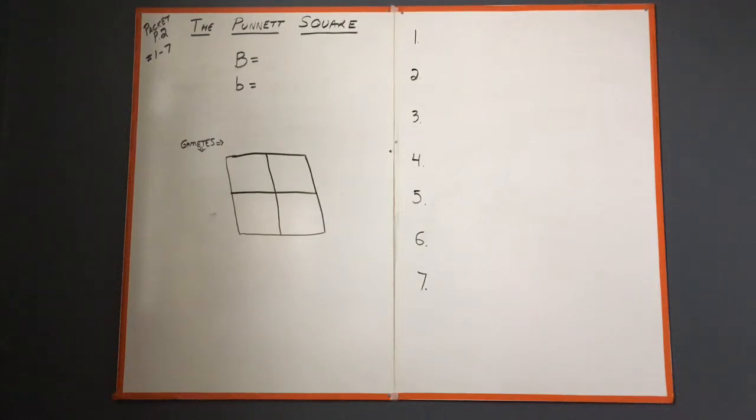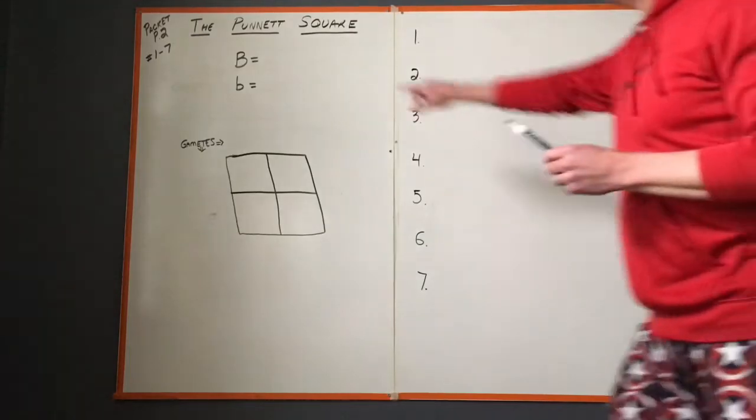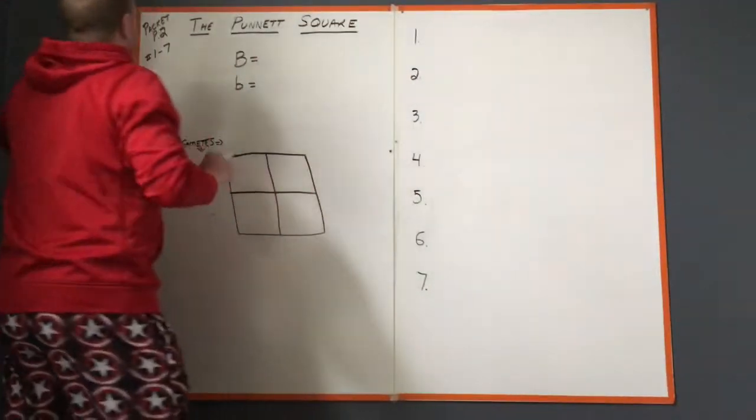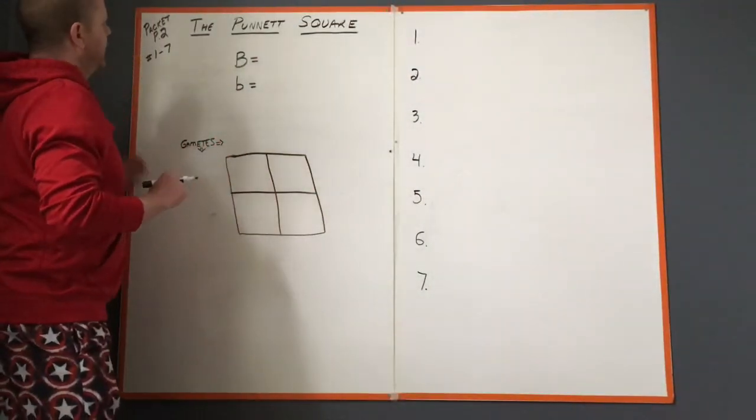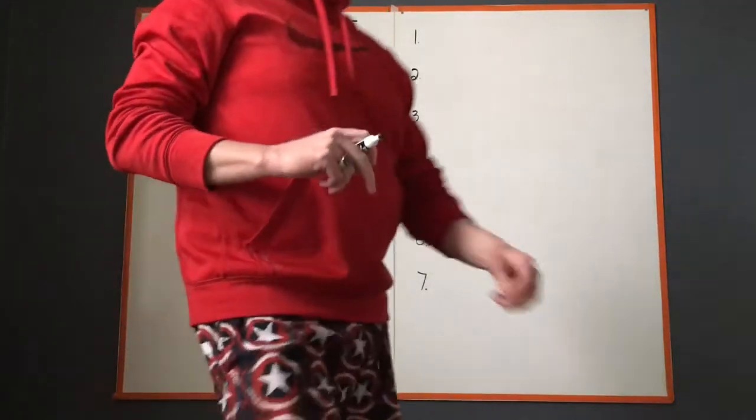All right, well, on today's topic at Gerby MHS, today's topic, Punnett Squares. And we're working on packets, we're working on page 2, and this is problems number 1 through 7.